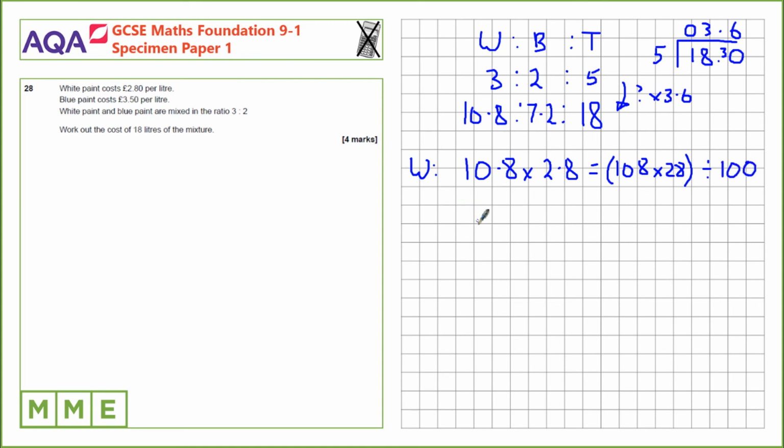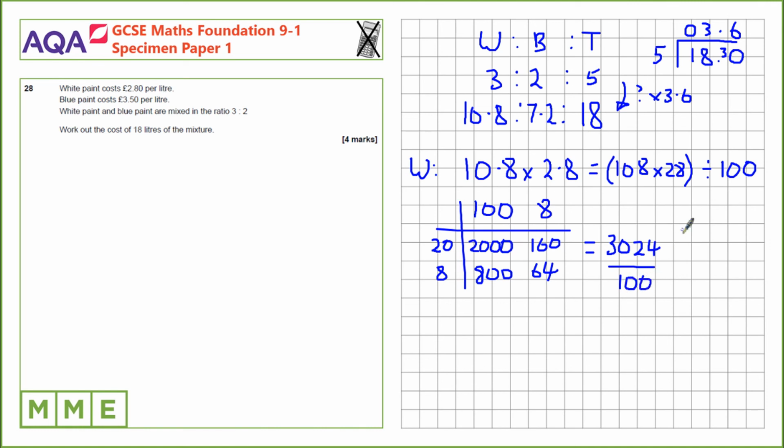So 108 multiplied by 28, we can do that using the grid method. 108 and multiplied by 20 and 8. So 100 times 20, that's 2000. 20 times 8 is 160. 100 times 8 is 800. And 8 times 6 is 64. If we add all of these up, we get 3024. And then we need to divide that by 100. Just as we said before, that's £30.24.